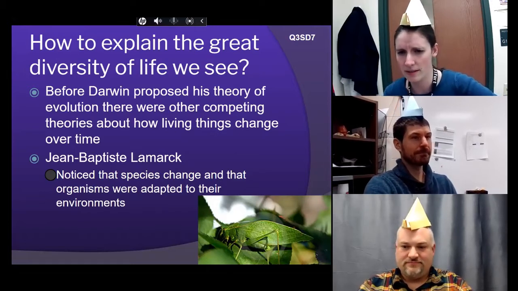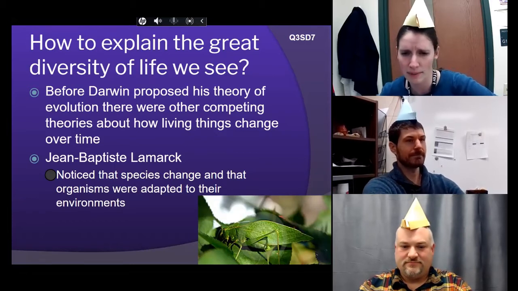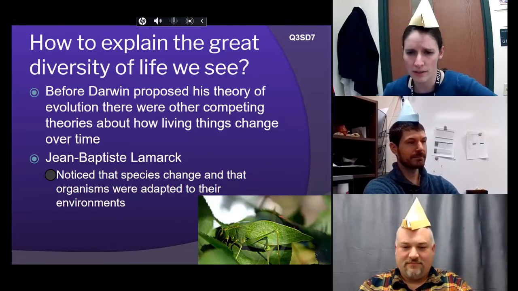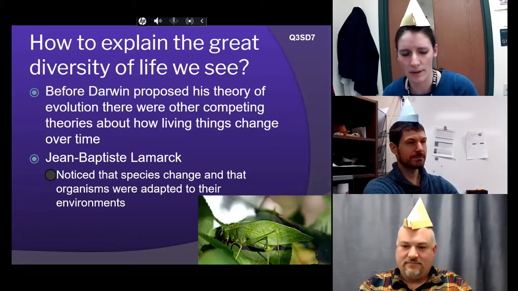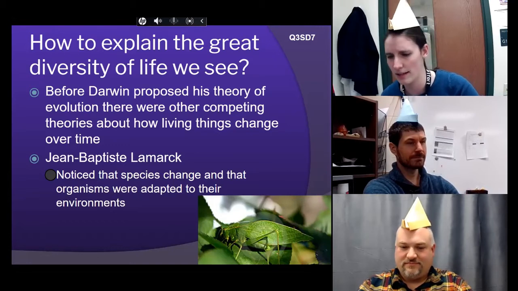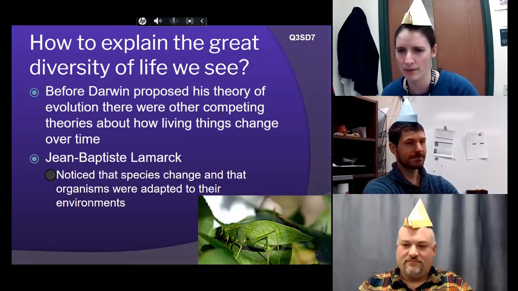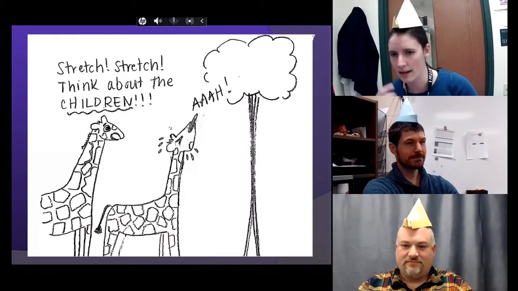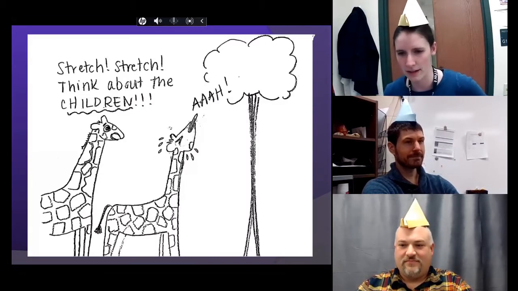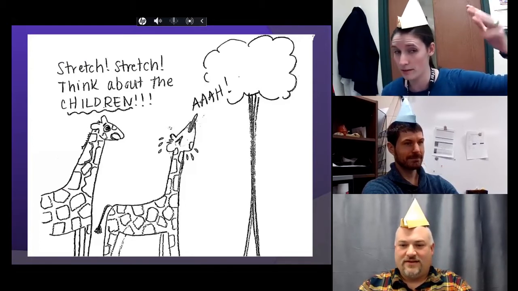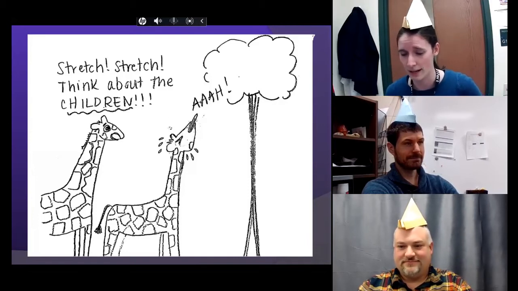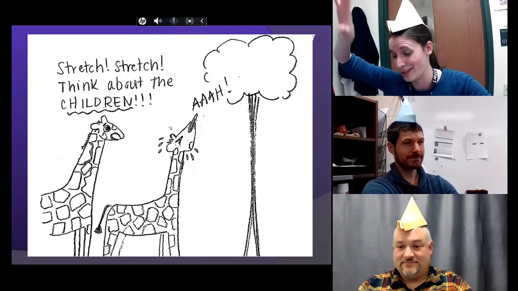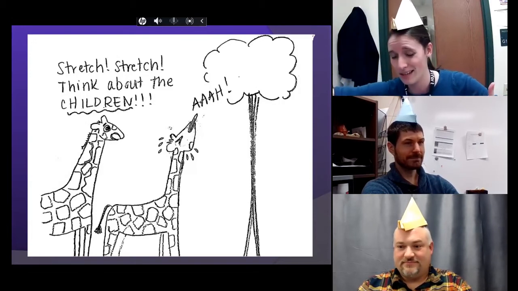We had some competing theories from one guy, Jean-Baptiste Lamarck. He noticed that species changed and that organisms were adapted to their specific environments. And so he had a slightly different idea as to how all of these changes happened. It wasn't that you had DNA and you inherited it from your parents necessarily. They didn't know about that at that time, but he observed the giraffes with the really tall necks. Their offspring also had really tall necks. So he's thinking, okay, these giraffes in their lifetime stretched their necks really, really tall to reach all those leaves. And then they passed that on to their offspring.